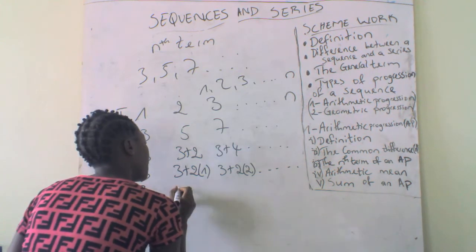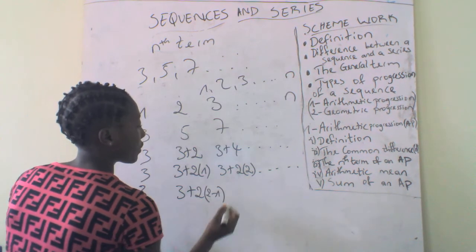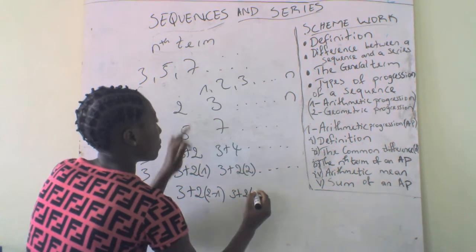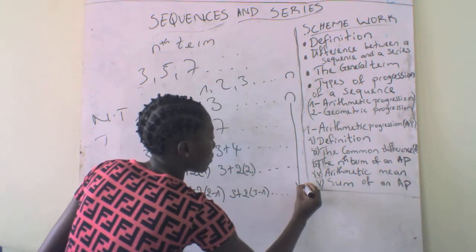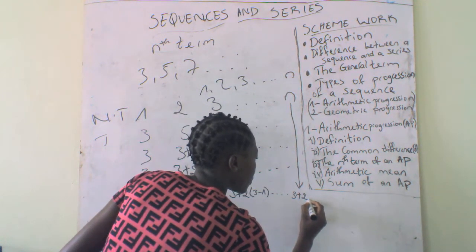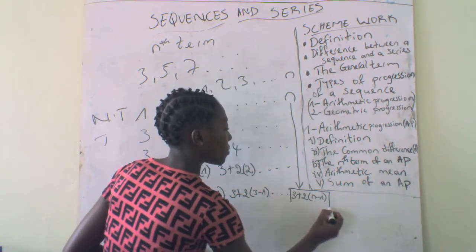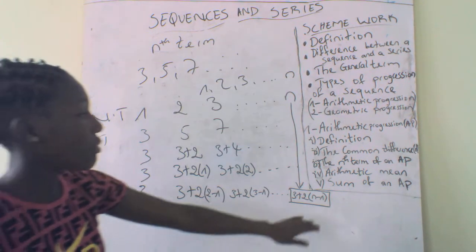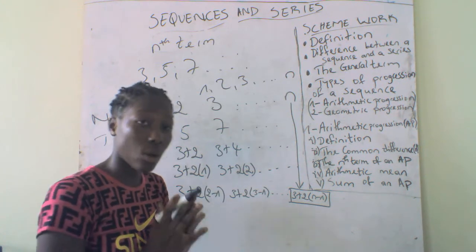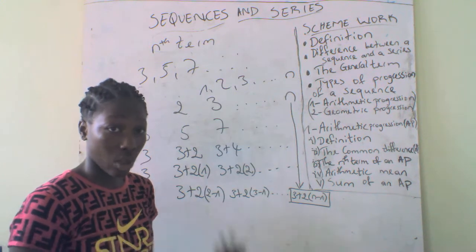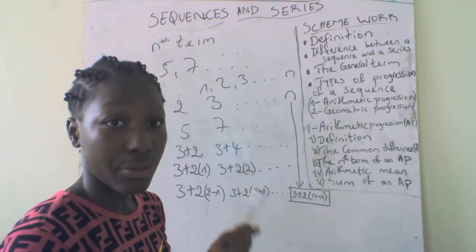So we are going to have 3 plus 2 into 2 minus 1, 3 plus 2 into 3 minus 1, and we relate it to n: 3 plus 2 into n minus 1. And this is said to be our nth term or our general term, since it contains the number we are looking for. N stands for any number, for the position of the term we are looking for. So this is our general term.